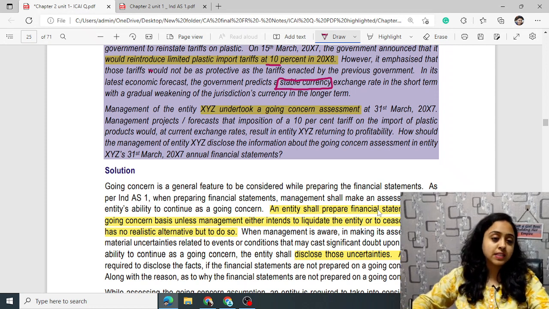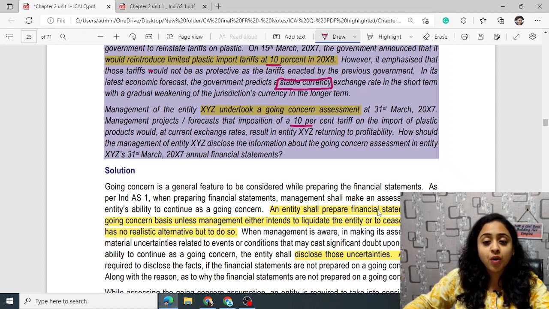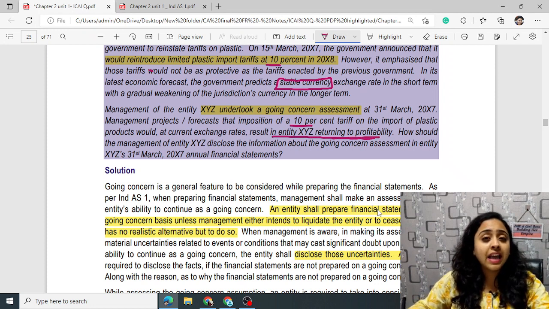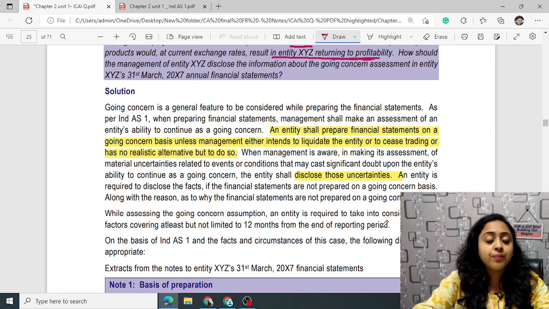On 31st March 2007, management projects and forecasts that the imposition of a 10% tariff on the import of plastic products would, at the current exchange rate, result in XYZ returning to profitability. This import tariff will again make XYZ profitable. How should the management of entity XYZ disclose the information about the going concern assessment in its 31st March 2007 annual financial statements? Let's see how it should be recorded.